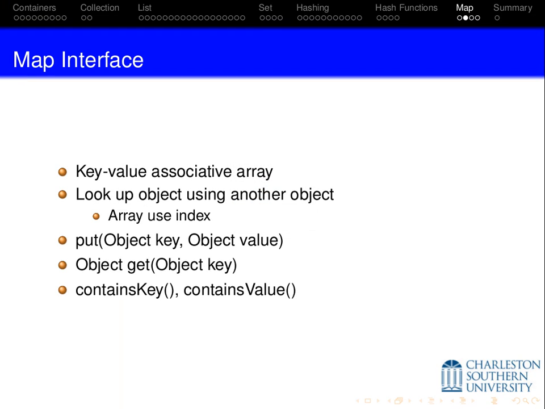Okay. So the map interface, key value, associative array is also what it's called. Hash table, associative array, hash map. You can just think of them for all intents and purposes as the same thing. You look up via an index. So you're going to put the key with a value, and then later you can get the value by asking the key. And of course, you can also ask if it contains a key or contains a value.